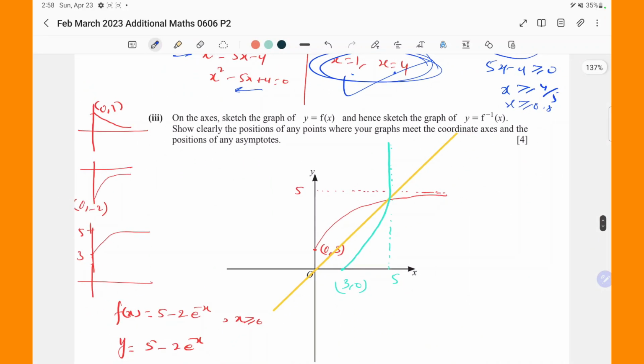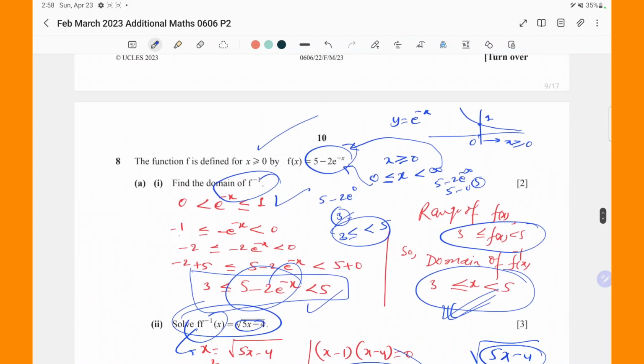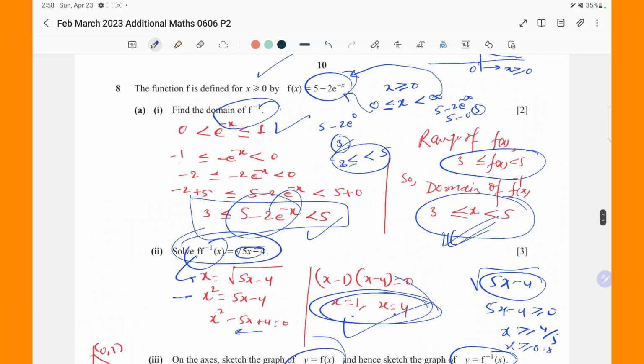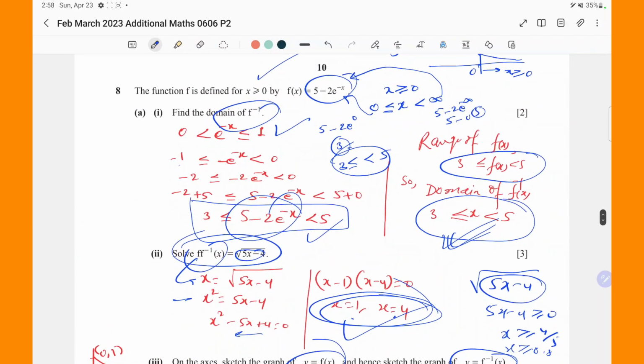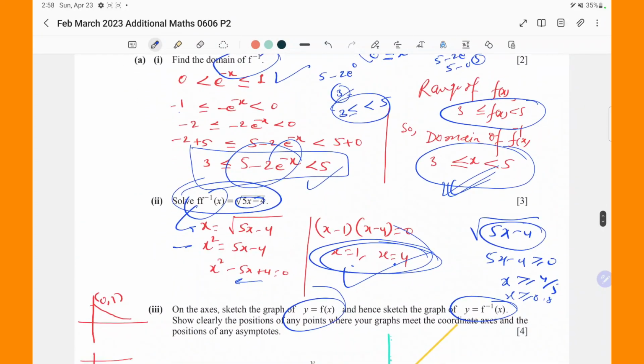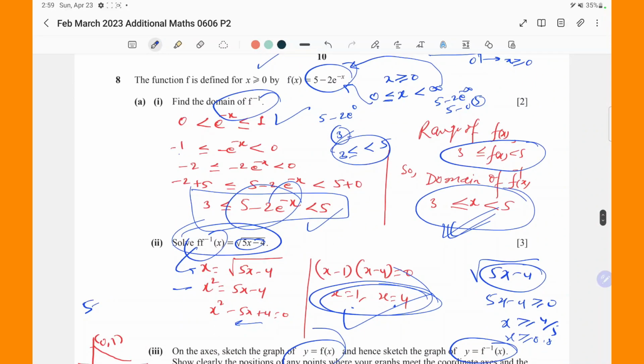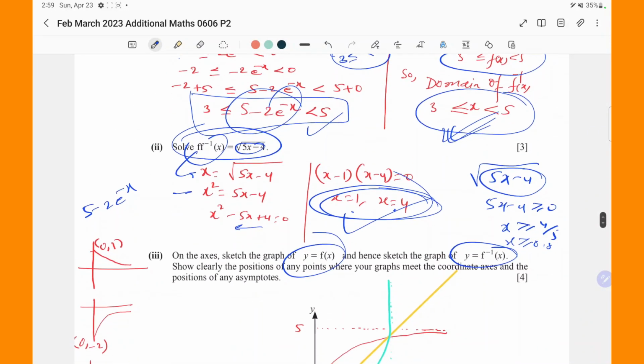Now on the axes, sketch the graph of y equals f(x). Hence, sketch the graph of y equals f inverse x, showing clearly the points. Okay, that's fine. First, we have to draw y equals f(x). I have already drawn it step by step. So 5 minus 2 e to the power minus x. Actually, I have to draw 5 minus 2 e to the power minus x.